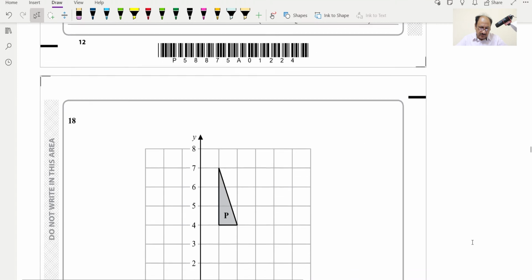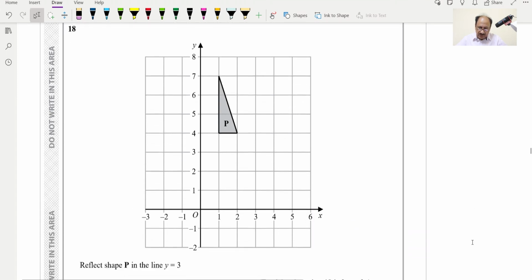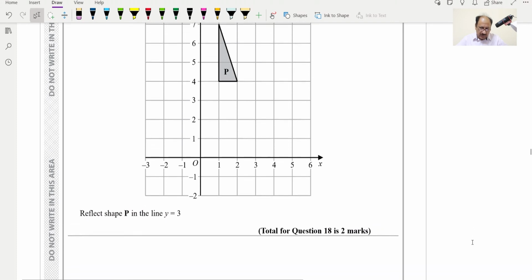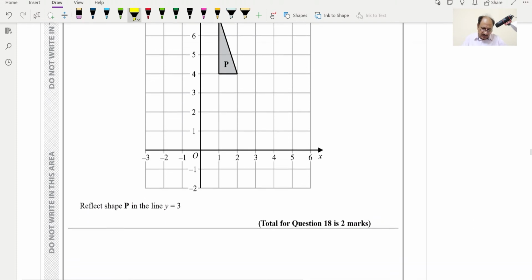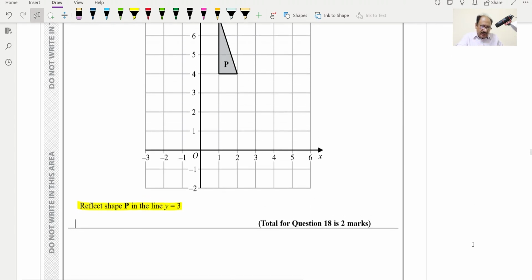This was a 2 mark question which we've done. Question number 18, diagram is provided P on the grid, and they're saying our target is to reflect shape P in the line y is equal to 3. So y is equal to 3, line of reflection we will draw first, and line of reflection y is equal to 3 is this one. Even we can write y is equal to 3 over here.